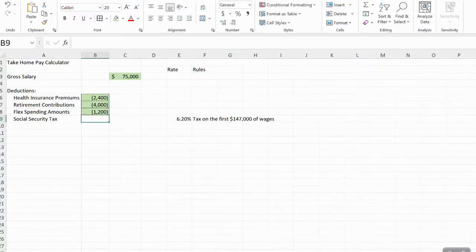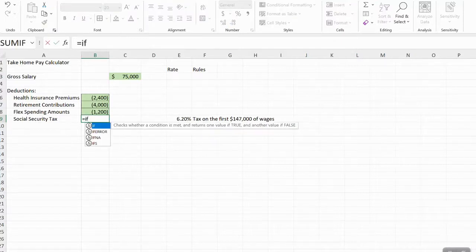So our if-then statement is going to say equals if, and then we're going to put a parenthesis. And the whole idea of if-then is it says, if this, then do this. If it's not this, then do something else. So in this case, if our gross salary is less than 147,000, then we're going to take the entire gross salary times 6.2%. If it's greater than it, we'll just take 147,000 times 6.2%. So we're going to cap it.